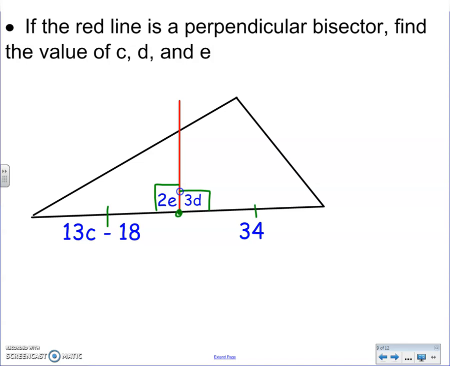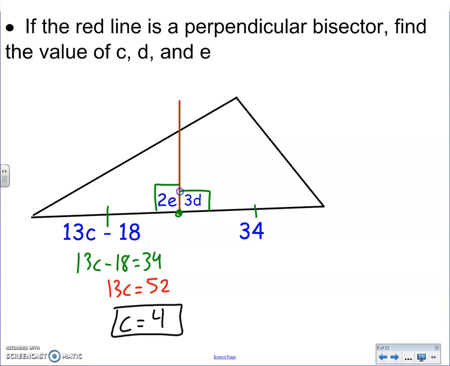So let's find C first. That's the left side, so it's equal to the right side. So 13C minus 18 equals 34. Add 18 to both sides. 13C equals 52. Then I divide by 13. That is 4. There's a lot of 4s on this.